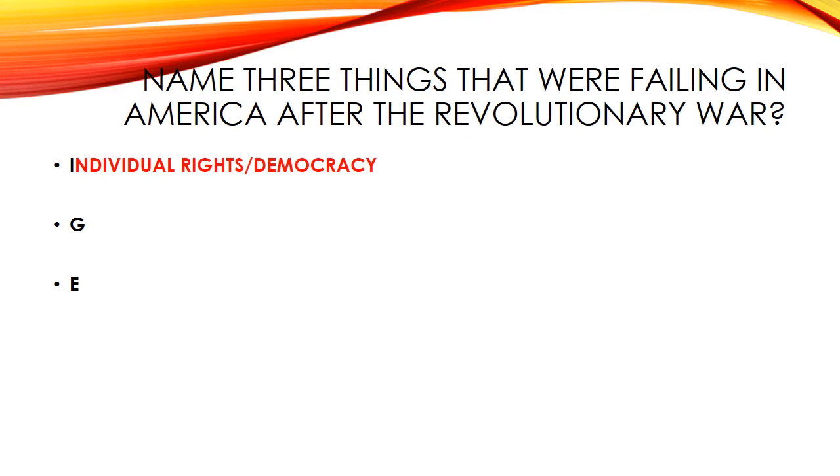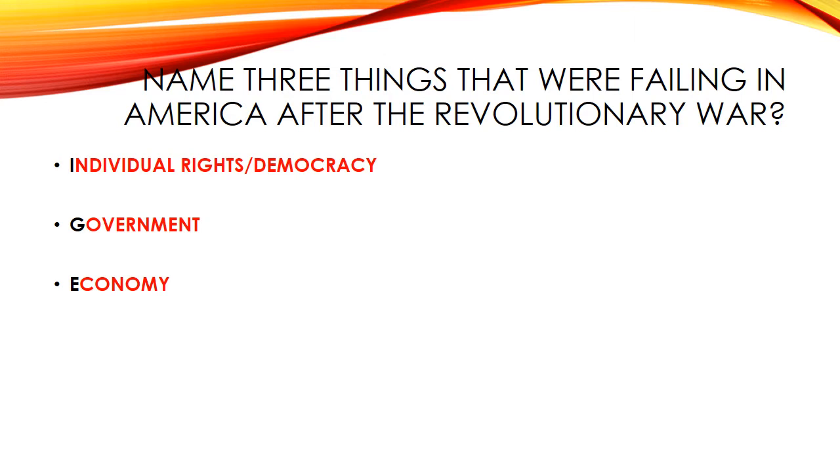Right. Okay. Individual rights and democracy is the first thing that was failing in America after the Revolutionary War. And we'll be talking about these things as we go through the video. Government was also failing in America after the Revolutionary War, as was the economy. Yes, folks, the economy was not doing too well after the Revolutionary War. And that's what we're talking about.